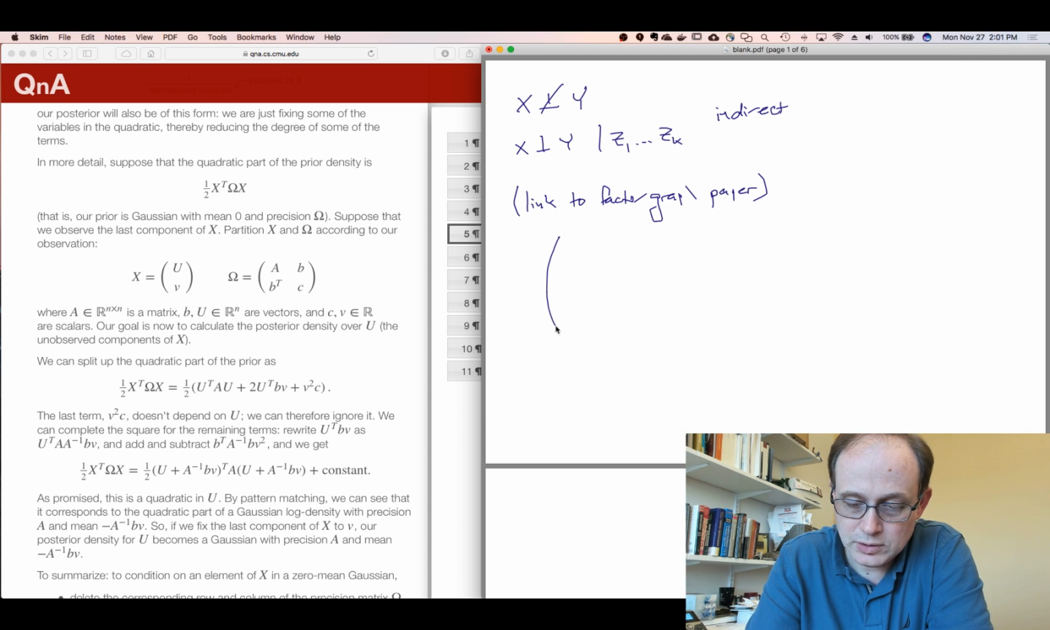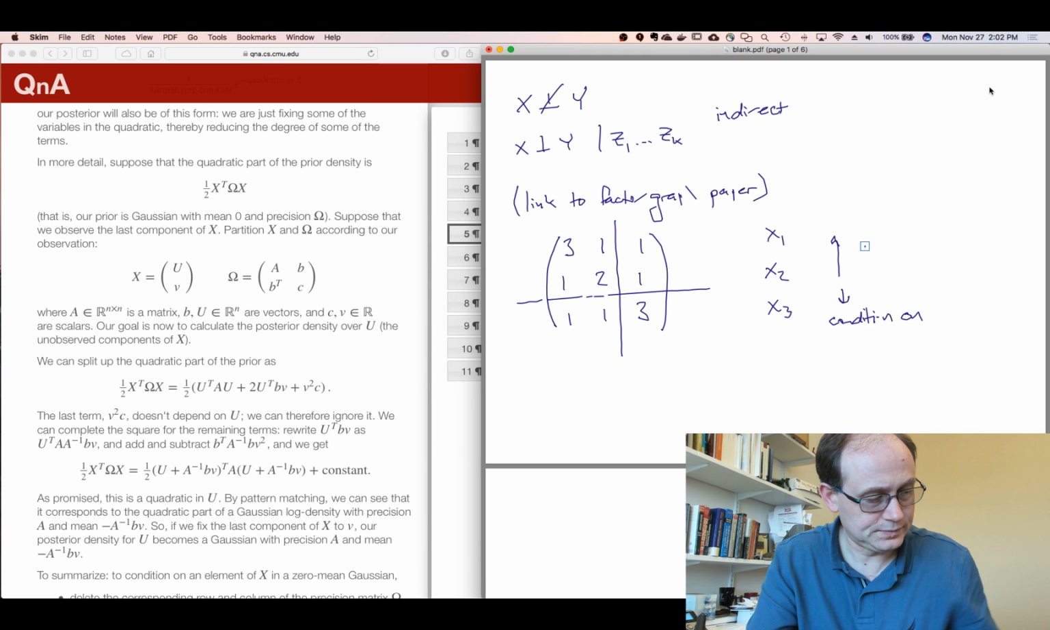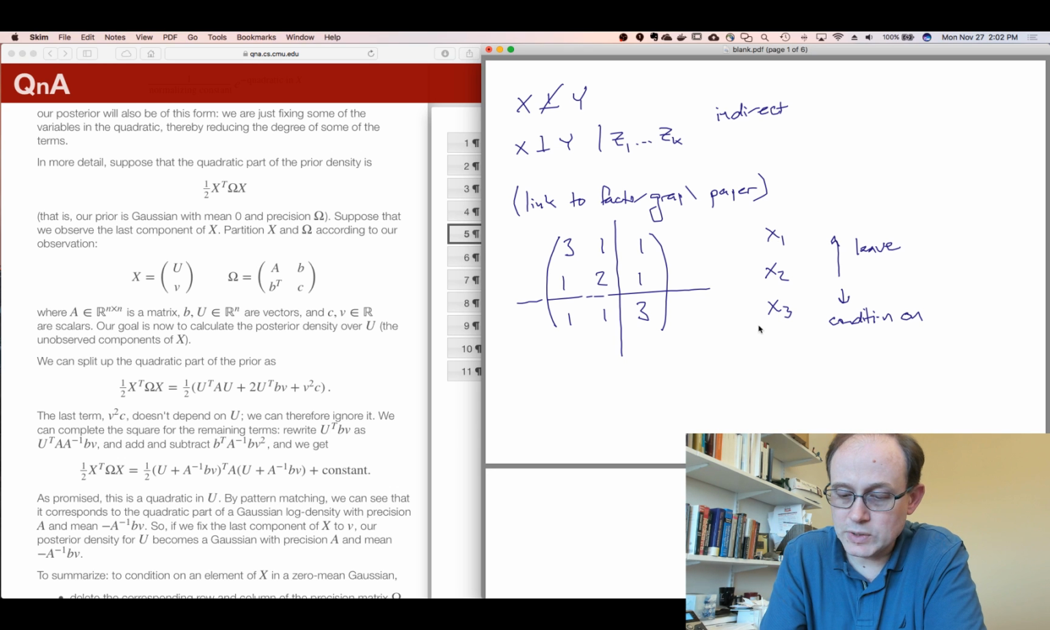So, for example, we could have a precision matrix that looked like this. I think that's a valid precision matrix, and we could split it into blocks like that. We'll call these variables x1, x2, and x3. Let's say that we want to condition on everything below the line, and we want to leave everything above the line. So we're leaving x1 and x2, and we're conditioning on x3.